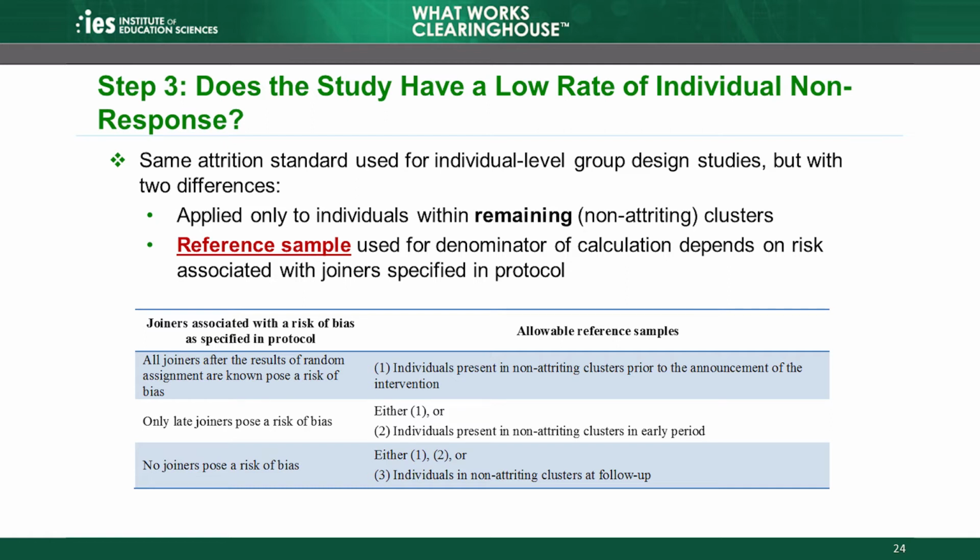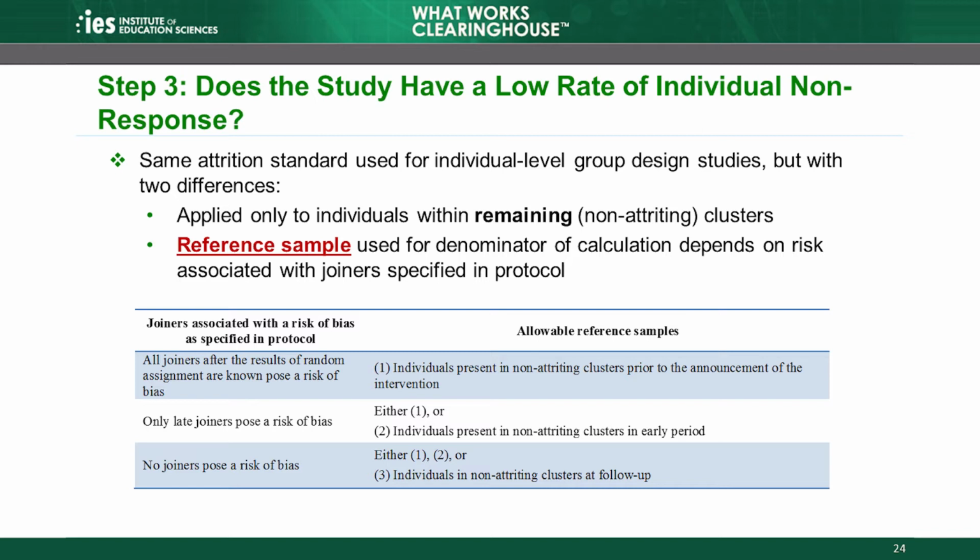In this example, individual non-response would only be assessed within the 10 intervention schools and the 9 remaining comparison schools. A second difference from the attrition standard used for individual-level group design studies is how the WWC calculates the denominator. Although the overall and differential individual non-response rates are calculated using the number of individuals in the analytic sample as the numerator, the reference sample used as the denominator in the attrition calculation depends on the risk associated with joiners specified in the review protocol.